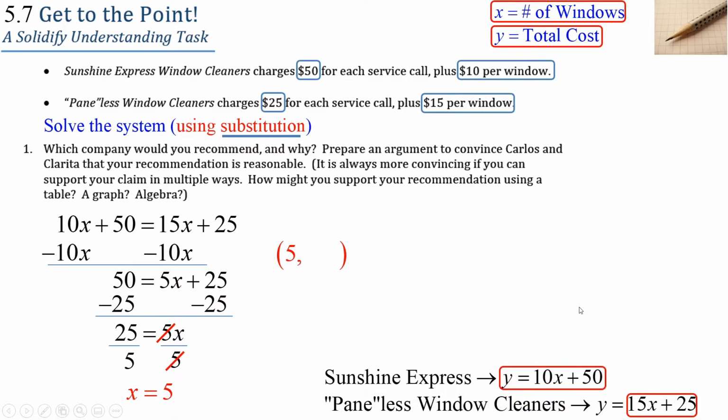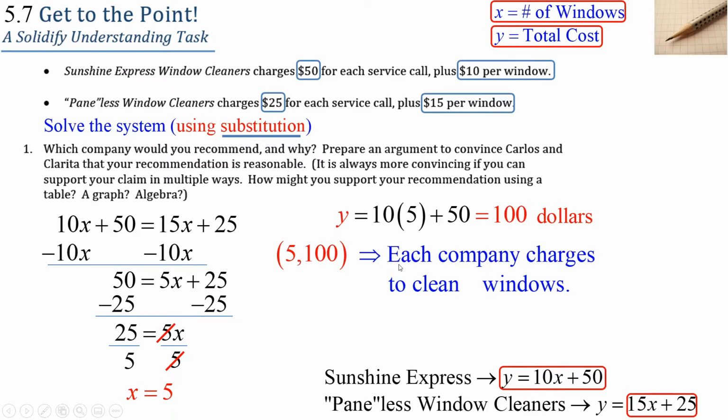So let's use the first equation, y equals 10x plus 50. y equals 10 times, and what's our x? It's a 5, plus 50 equals, and 10 times 5 is 50, plus 50 more, that would be 100. 100 what? Dollars. So if we get 5 windows cleaned by either company, it's going to cost us $100. Let's go ahead and write that out. Implies each company charges $100 to clean 5 windows.